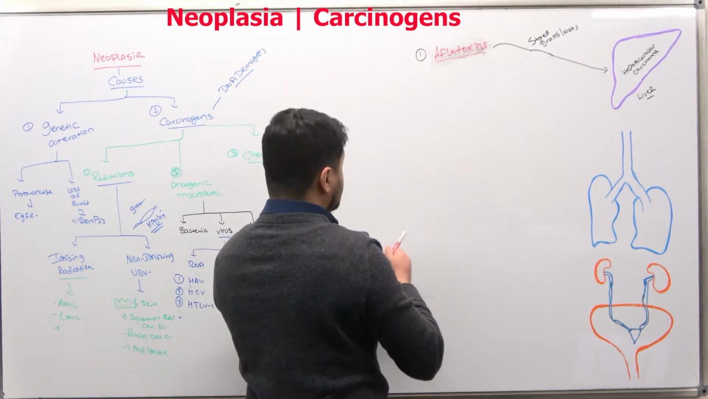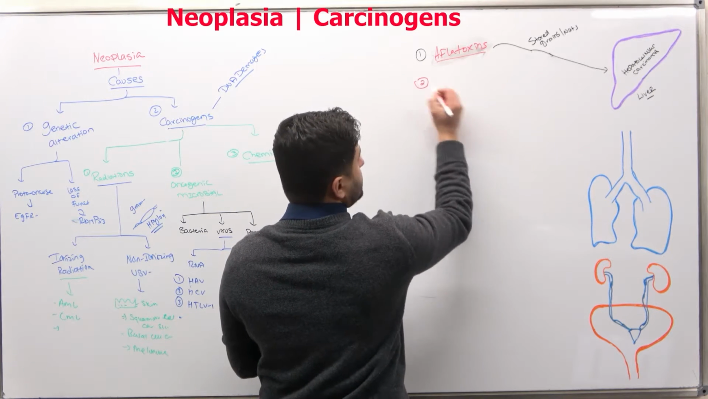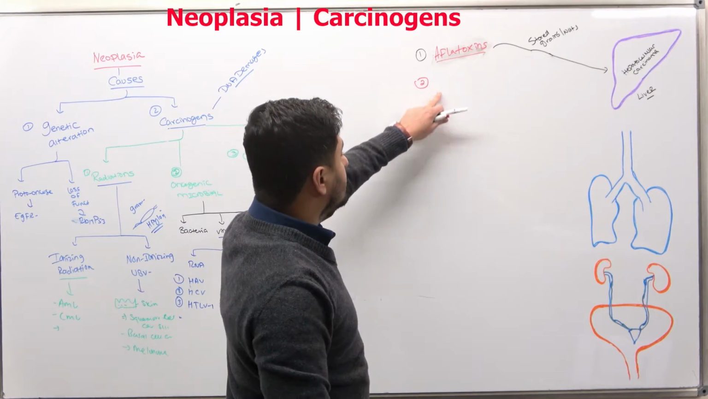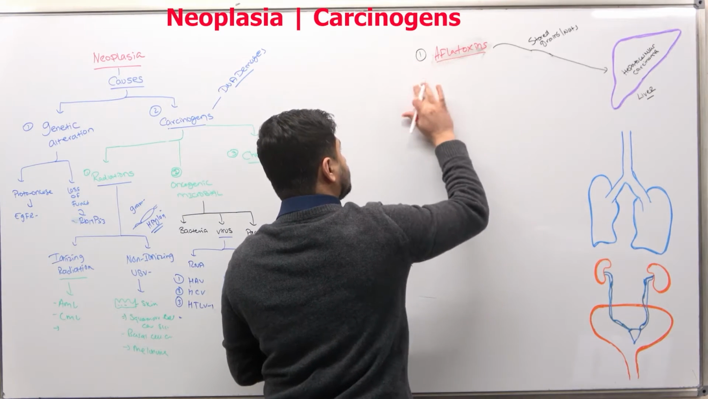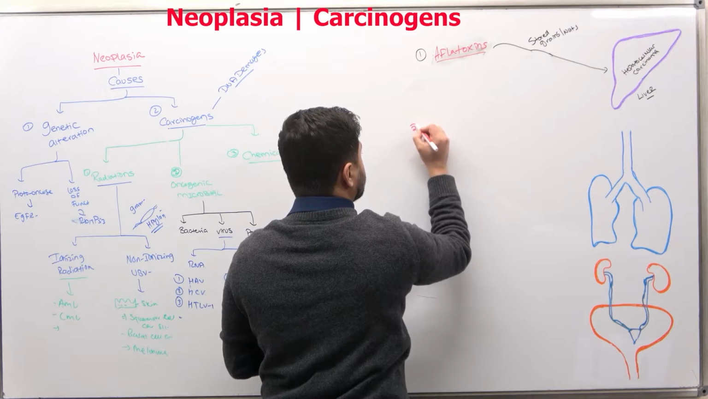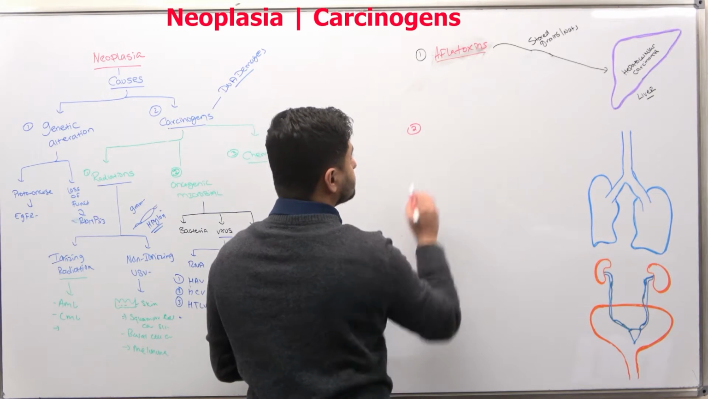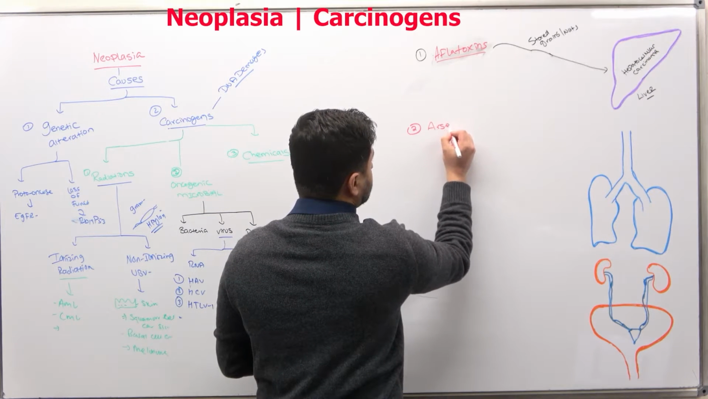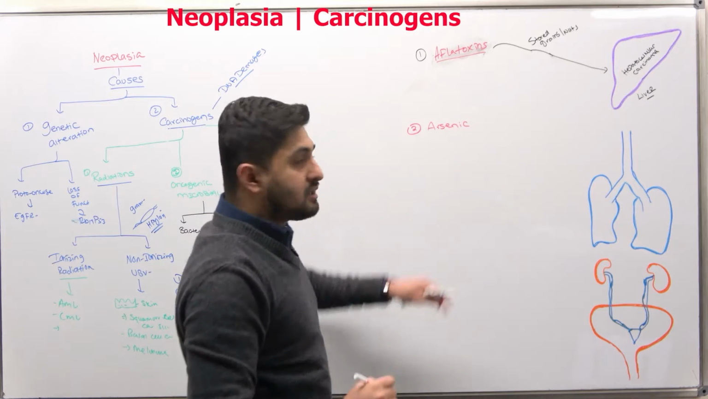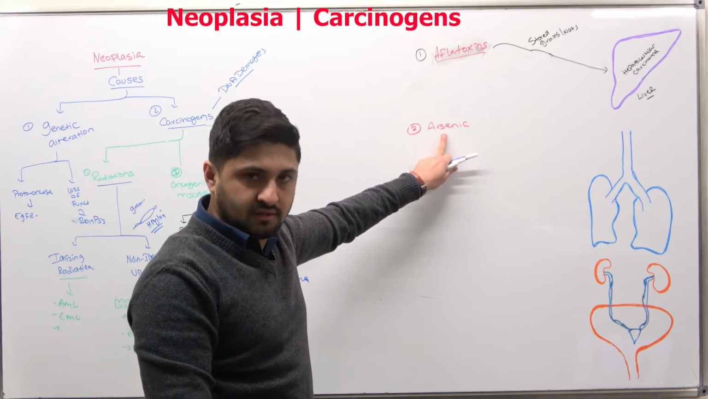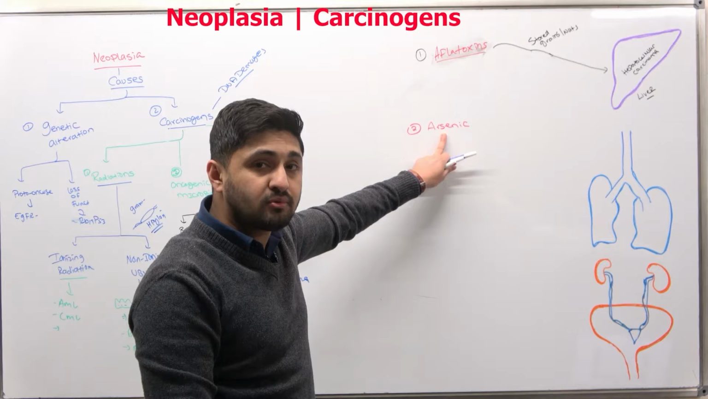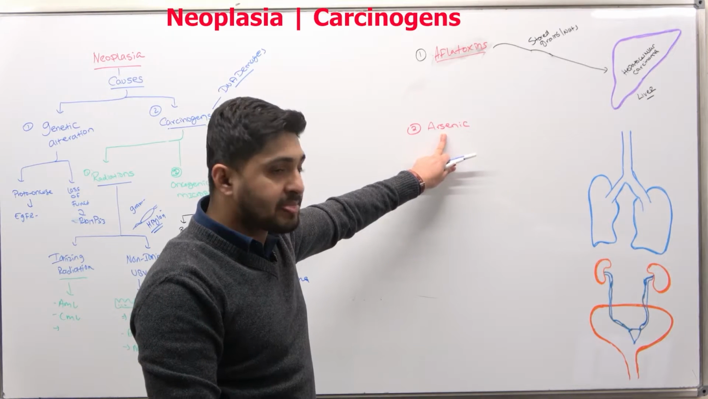Let's just write down another one. Not only this one, it can give you hepatitis. There are other conditions. Actually, let's write a little down here. Like, for example, arsenic. And if you remember arsenic, this plays a very important role in causing different types of cancers.